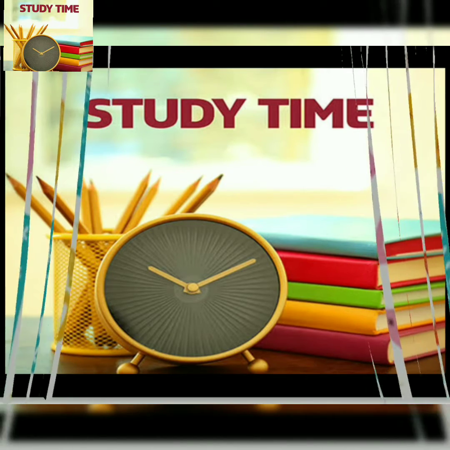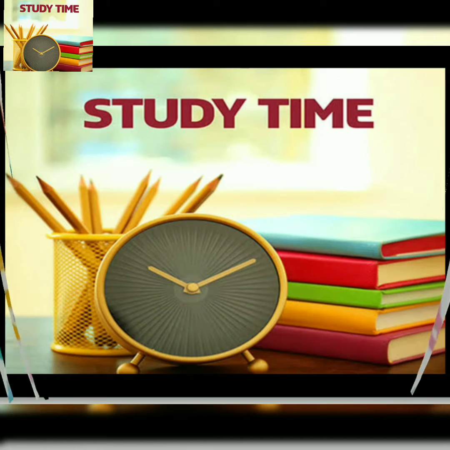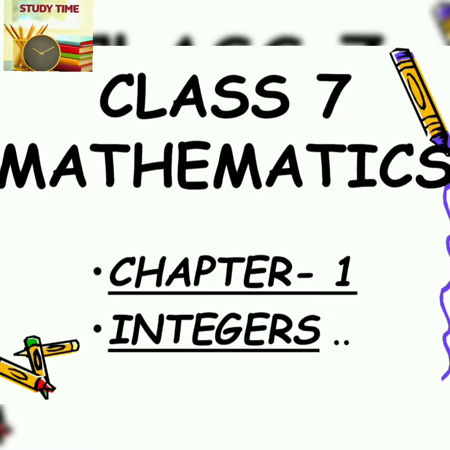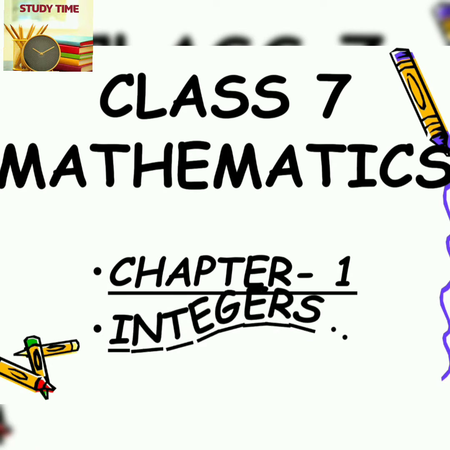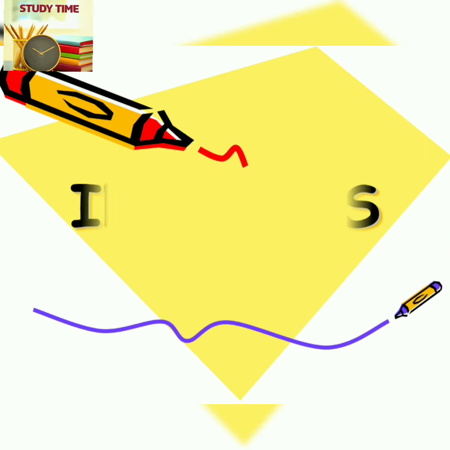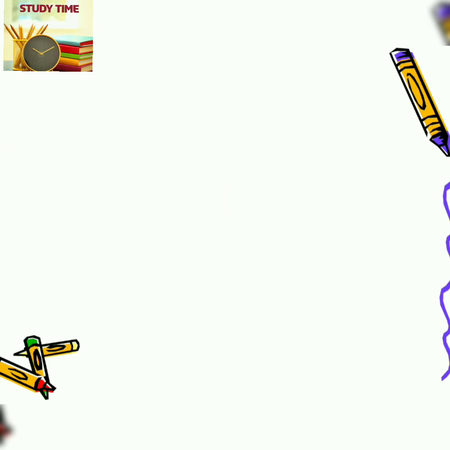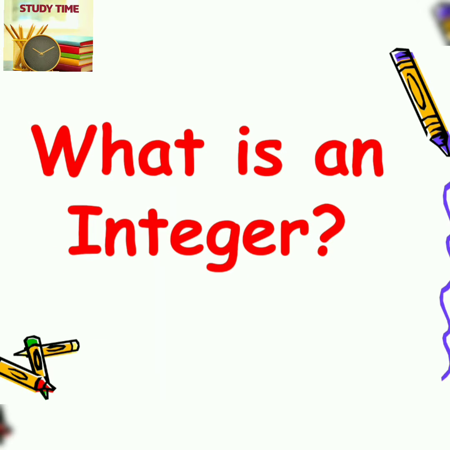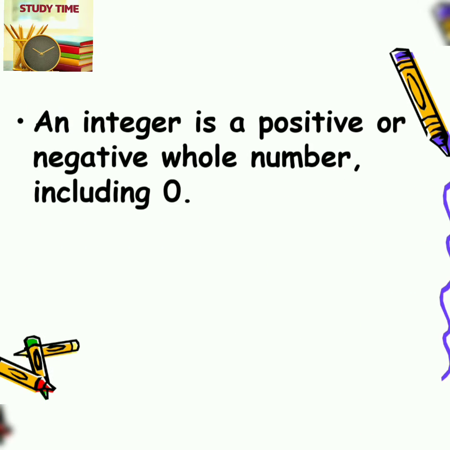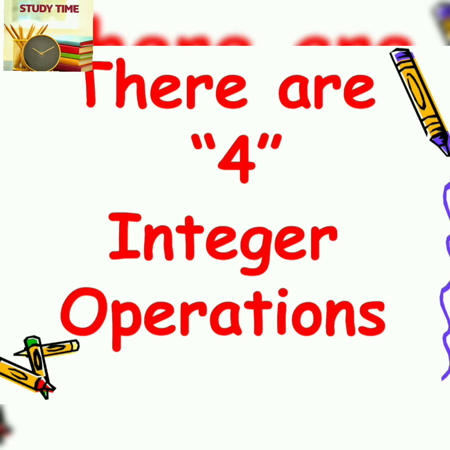So, here is the video for the Mathematics Chapter 1 for Class 7. Chapter 1, that is Integers. If we are studying the chapter Integers, the first question arises that what is an integer? Answer will be an integer is a positive or negative whole number including 0. Example, -3, -2, -1, 0, 1, 2 and 3. The numbers are till infinity.